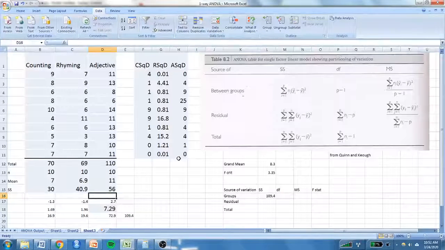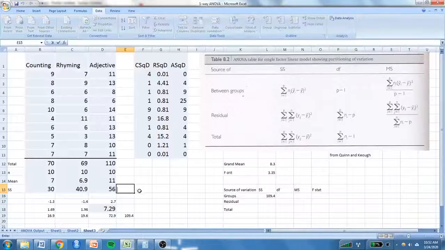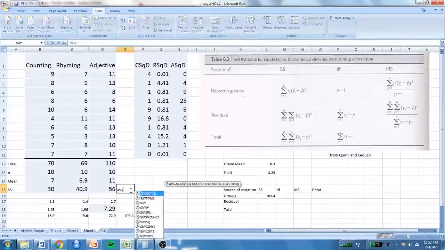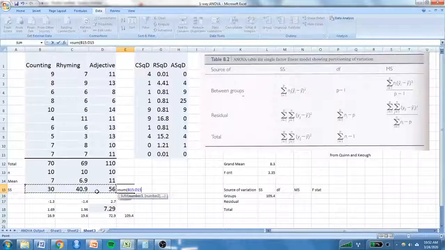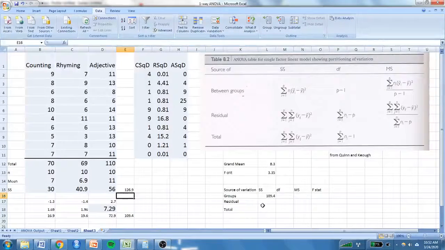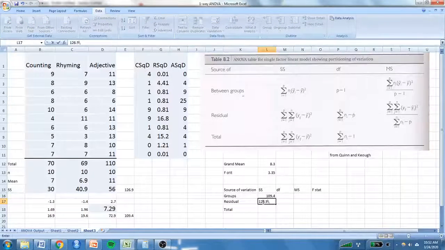Now that you have each observation minus the group mean squared, and you're going to sum that within the group, now you're going to sum it among the groups. So you're just going to add these numbers here. It was so easy. Okay, so that's our residual sum of squares.